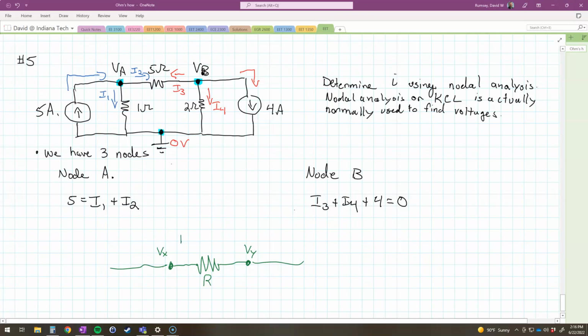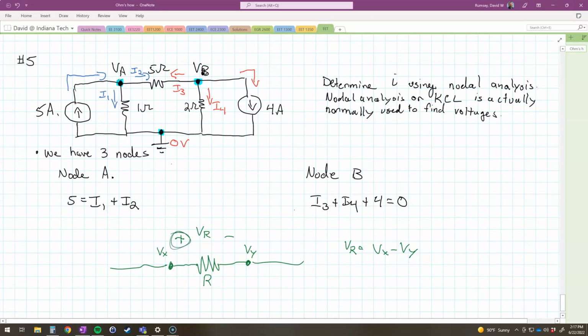Well, the voltage across this resistor is not Vx or Vy. The voltage across the resistor is Vx minus Vy, because these are the node voltages. So they're the voltages as if you were measuring with respect to ground. They're not the voltages as if you were measuring across the resistor.